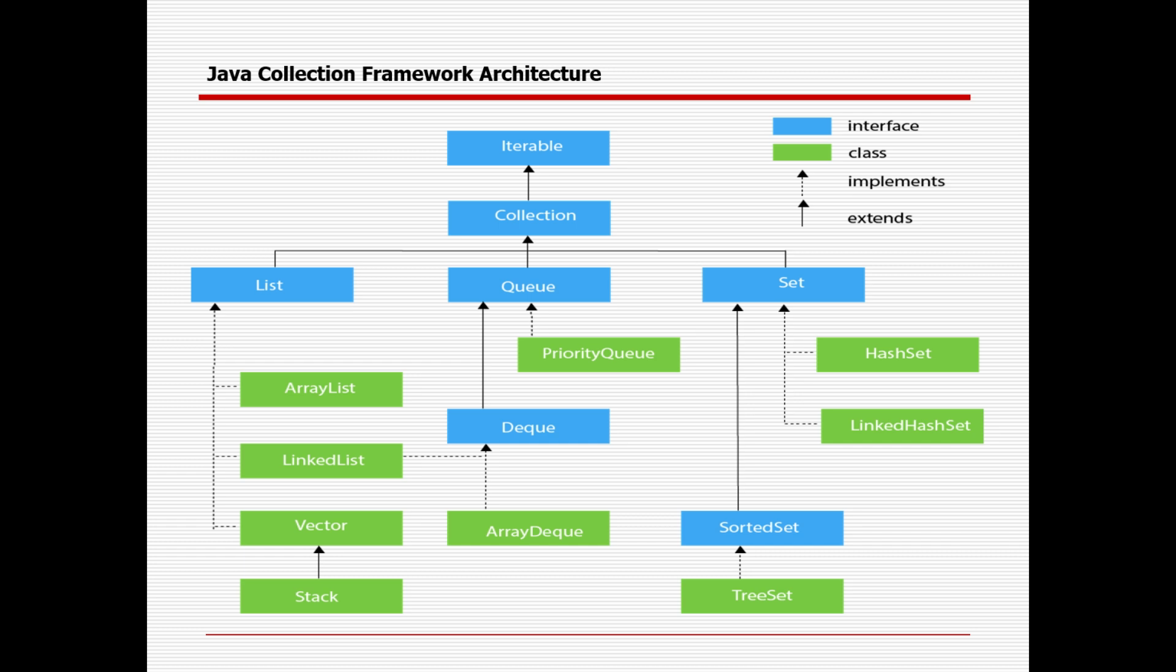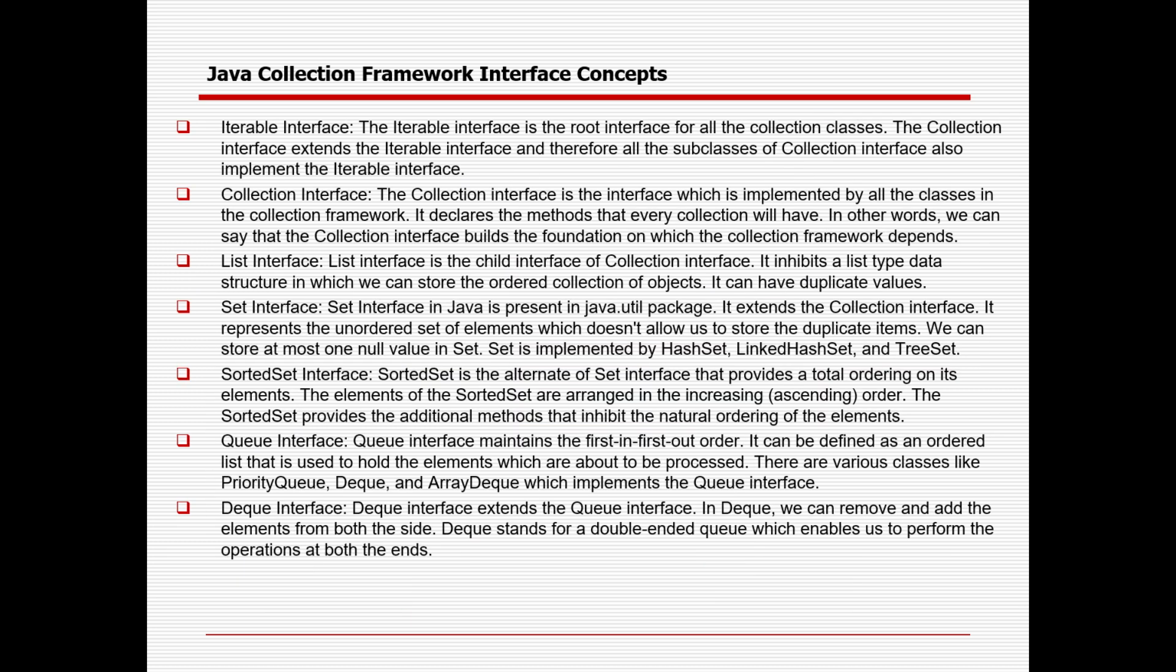Okay, Iterable is the part I have tried to cover here, so you can just go through that slide. The Iterable interface is the root interface for all the collection classes. The Collection interface extends the Iterable interface, and therefore all the subclasses of the Collection interface also implement the Iterable interface. The Collection interface is the interface which is implemented by all the classes in the collection framework. It declares the methods that every collection will have. In other words, you can say that the Collection interface builds the foundation on which the collection framework depends.